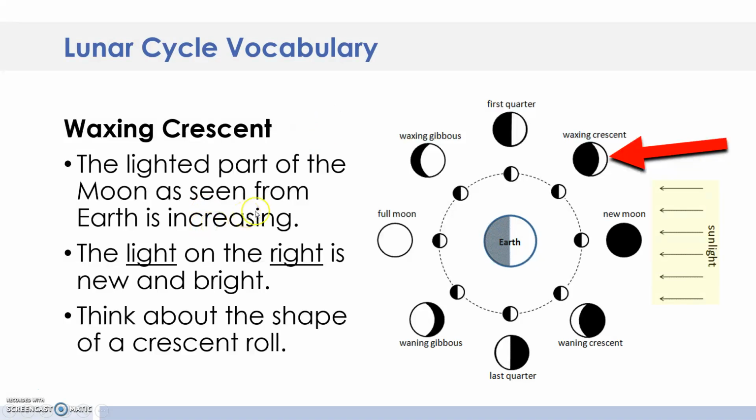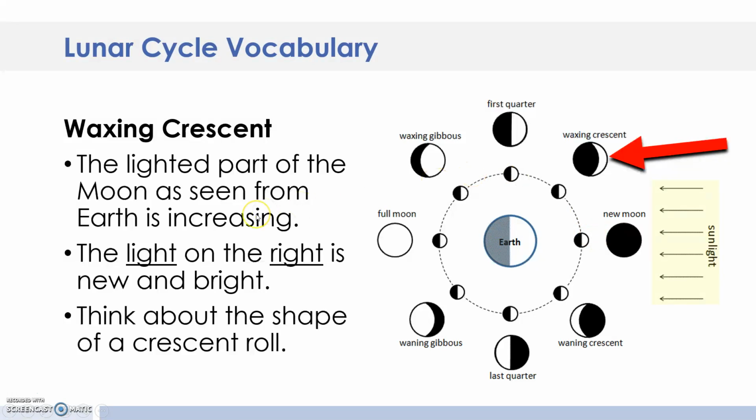So the lighted part is starting to increase at this point. That's what waxing means. Waxing means the light is increasing. The light on the right is new and bright. Hopefully that can help you to remember it. Think about the shape of a crescent roll. If you have ever eaten those, that's kind of the shape of what it looks like. Or a croissant. That's how you say it in French.